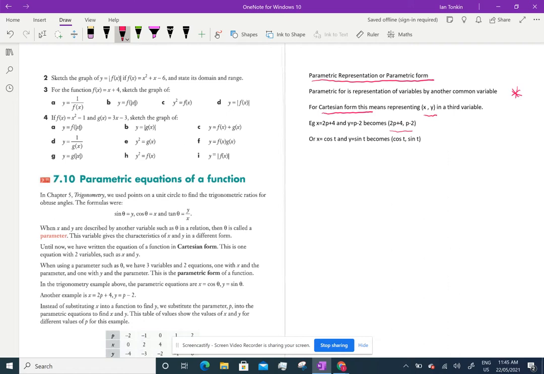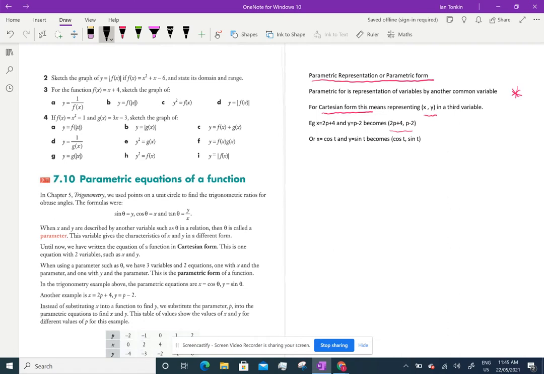The other one, which is going to come up a lot when we're going to talk about circles, is x equals, say, cos, and I couldn't get theta with the typing, but x equals cos t, and y equals sin t, and that just becomes cos t, sin t. But I'm going to talk about that in a little while. So let's have a look at some of these and what we're going to do with them.